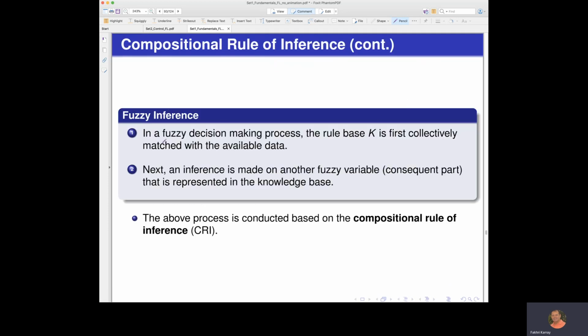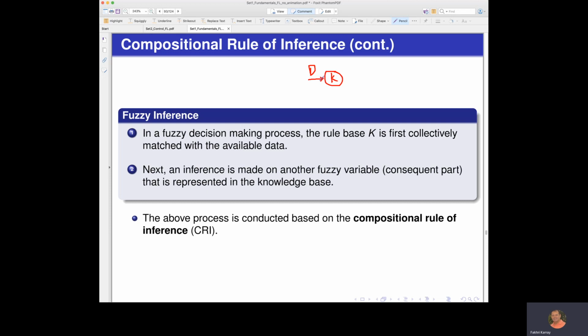A fuzzy inference. In a fuzzy decision-making process, the rule base K is first collectively matched with the available data. So what we have here, we have an engine K, okay? And this engine K is going to have, as its input, some context or the data context. So this is basically the data context that is going to be the input of this knowledge engine, because a knowledge engine without an input is not going to do anything. So if you don't put oil in your engine, the system is not going to work.